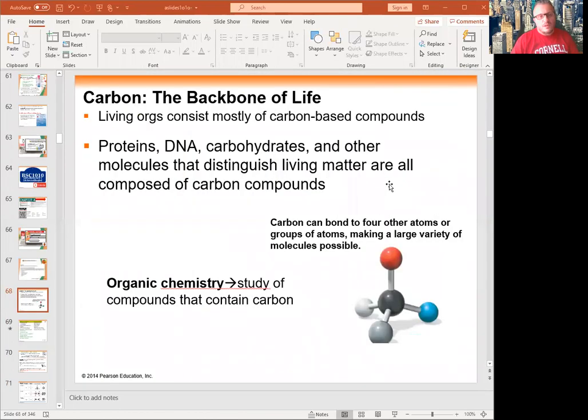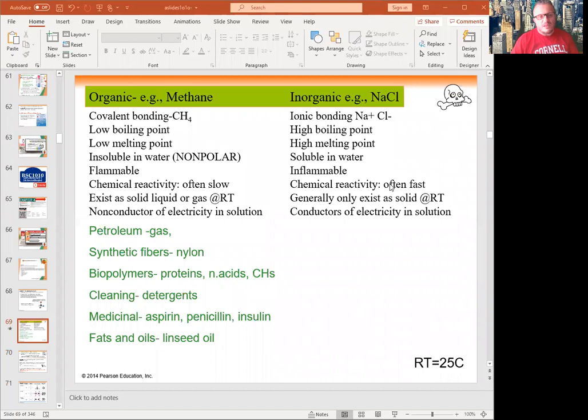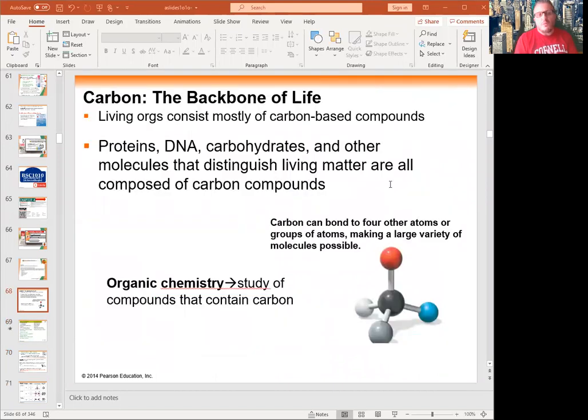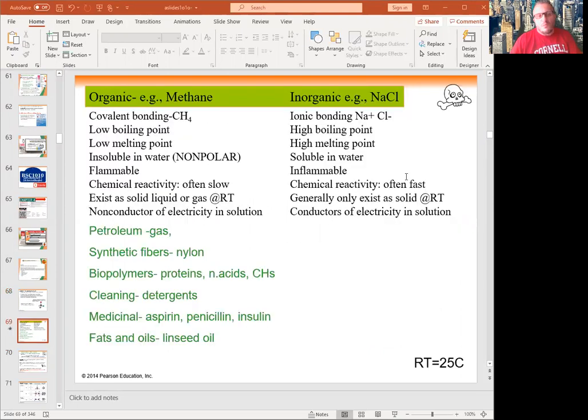Organic chemistry is basically the study of compounds that contain carbon. So it's carbon chemistry, which is organic chemistry. We have more than 6 million organic compounds.